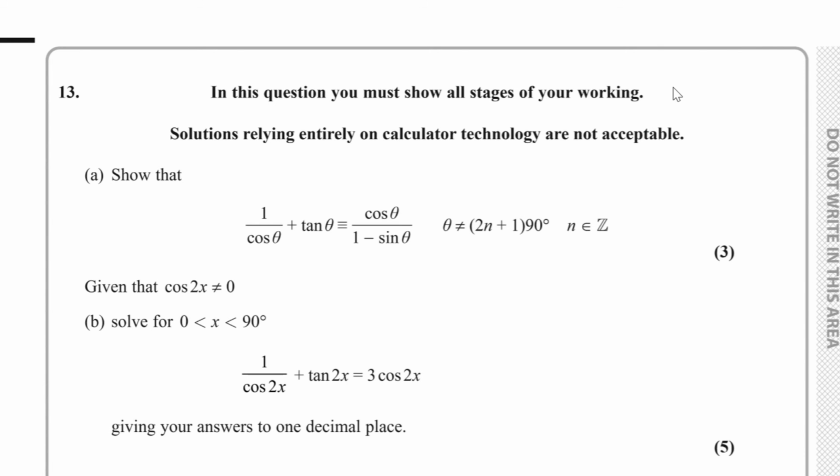Question number 13. For part A, we have to show that 1 over cos theta plus tan theta is equivalent to cos theta over 1 minus sin theta, where theta doesn't equal 2n plus 1 lots of 90 degrees, where n belongs to a set of integers.